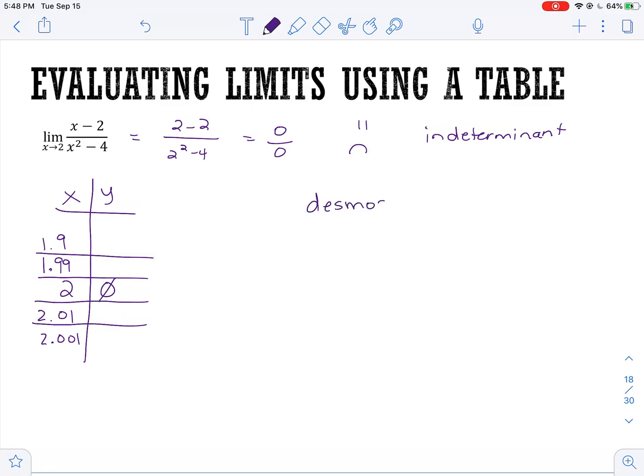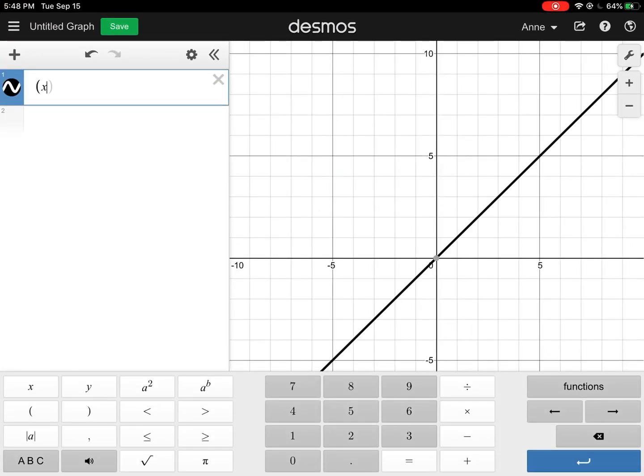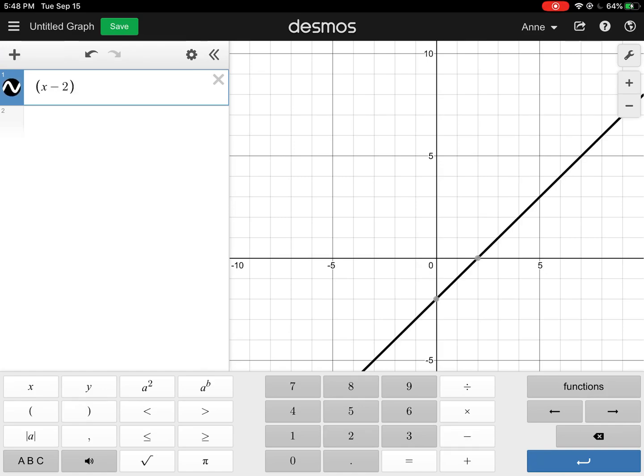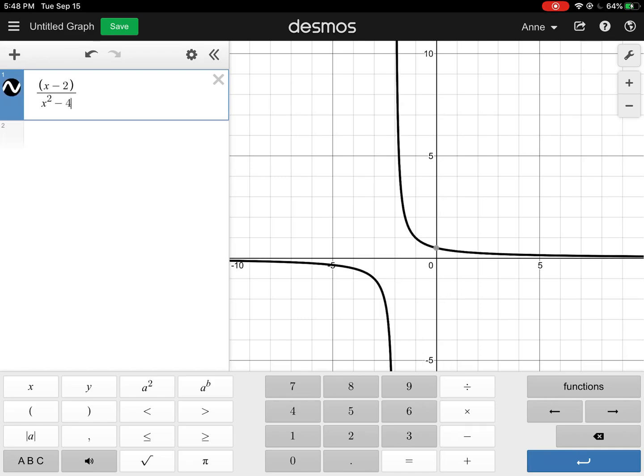If I wanted to use a table, I can go to Desmos, and Desmos can create a table for me. I'm going to type in the function, and if it's a fraction, make sure the numerator goes in parentheses, and then we're going to divide by x squared minus 4. So I'm going to put my numerator in parentheses, x minus 2, and then it's divided by x squared minus 4.